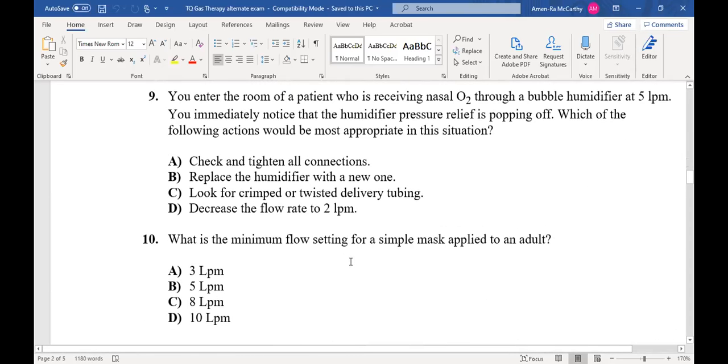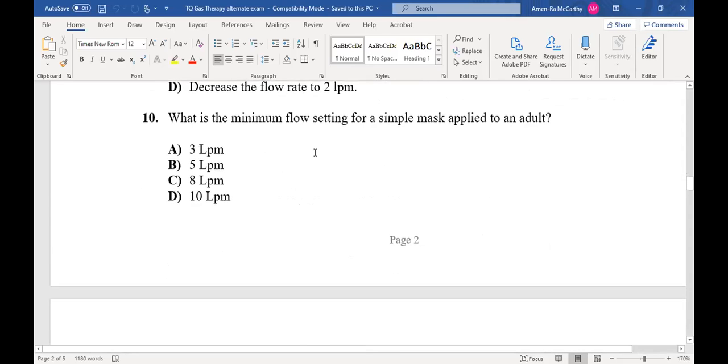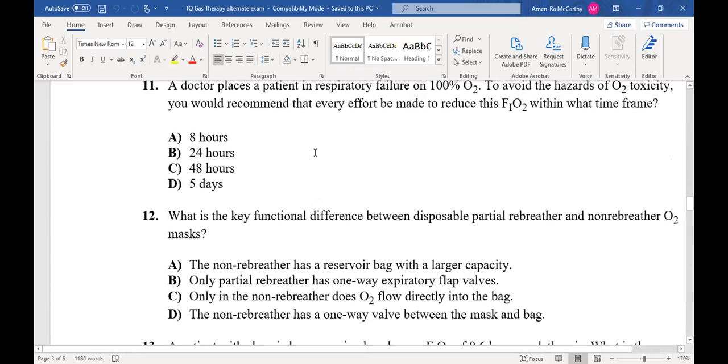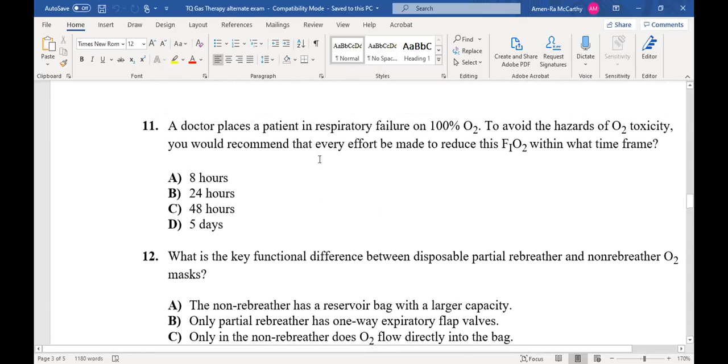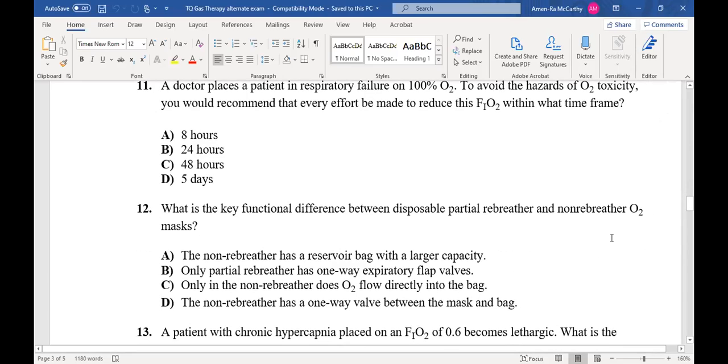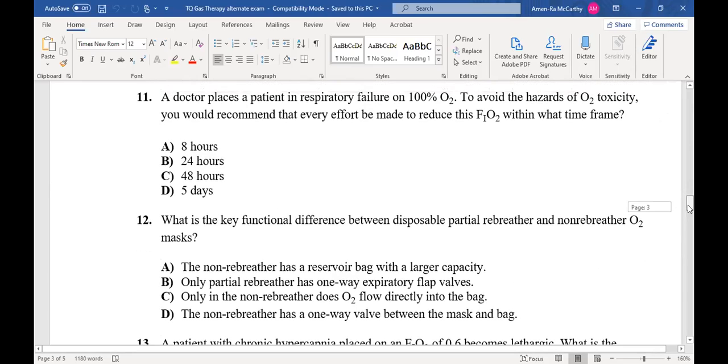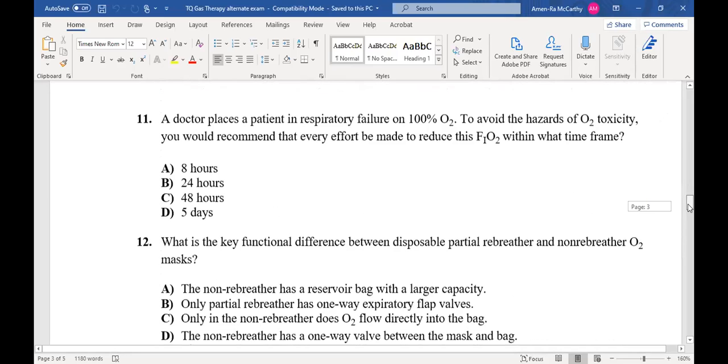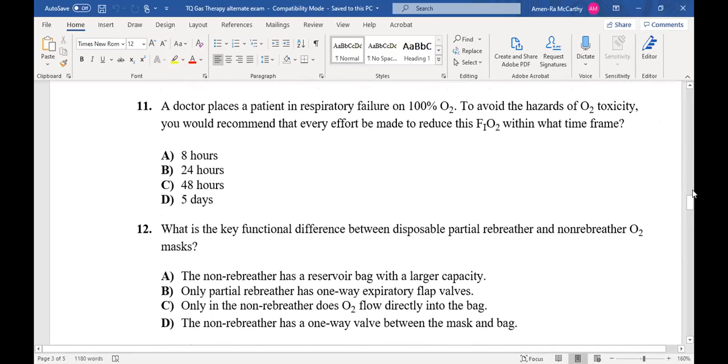All right, let's look at two more. Look at 9 and 10. Well, don't worry about 9 because we didn't talk about it. We're going to talk about the bubble humidifier when we get to humidifiers. So let's not look at that one. Let's look at trying to make sure it's something we can do. Look at 11 and 12.